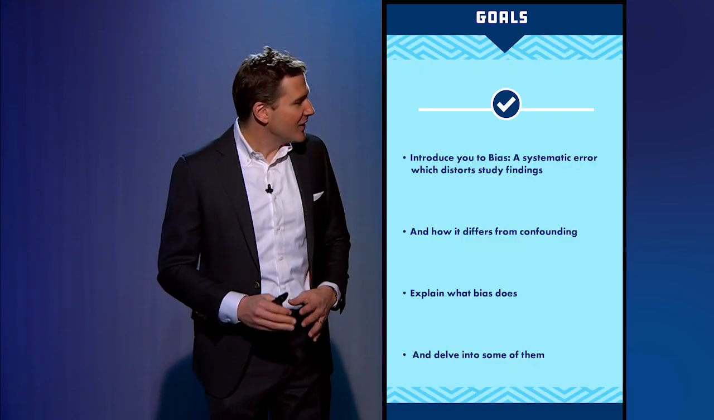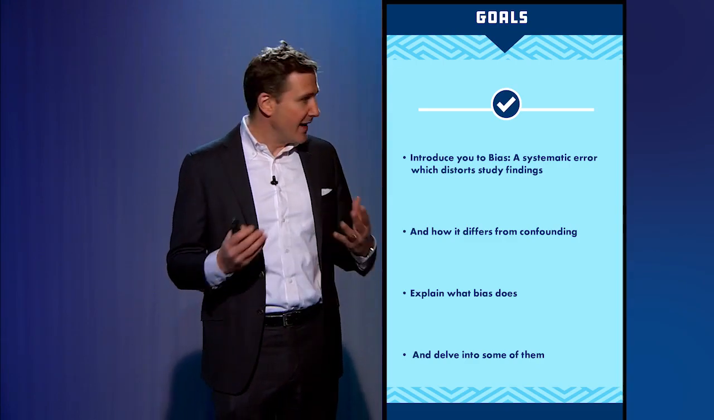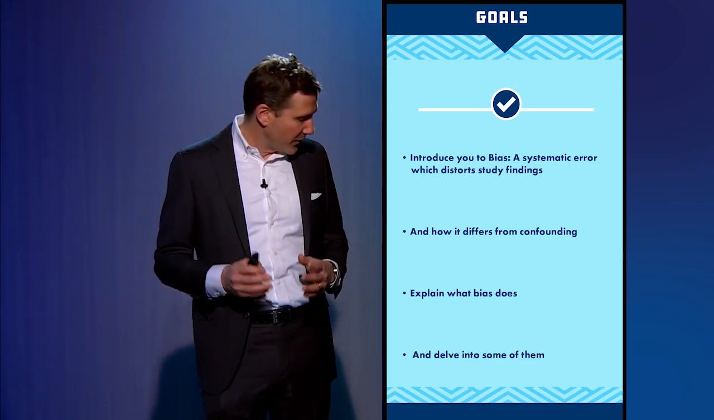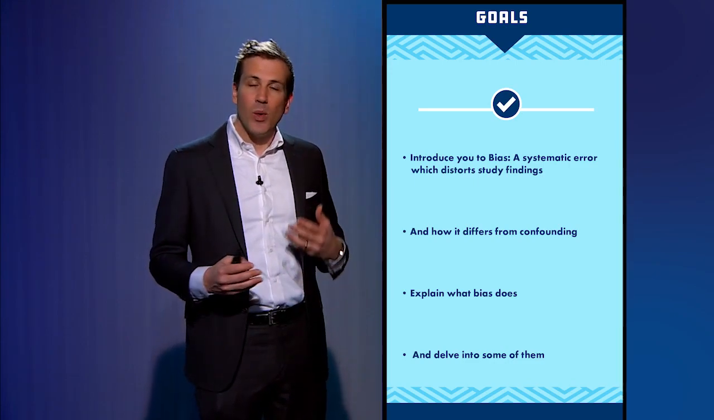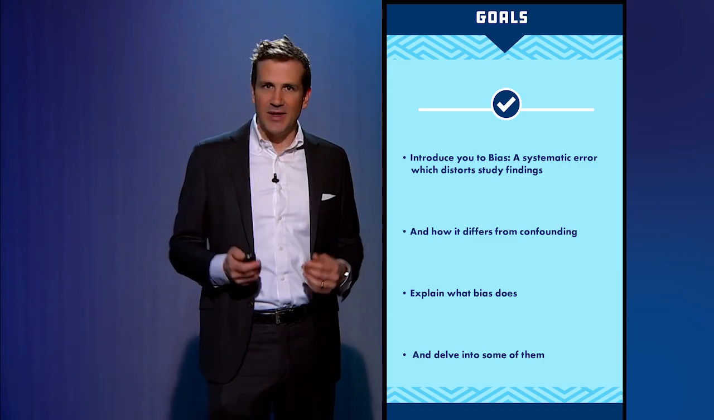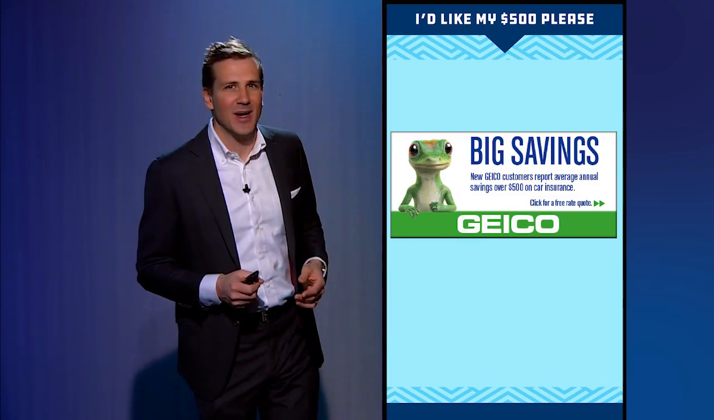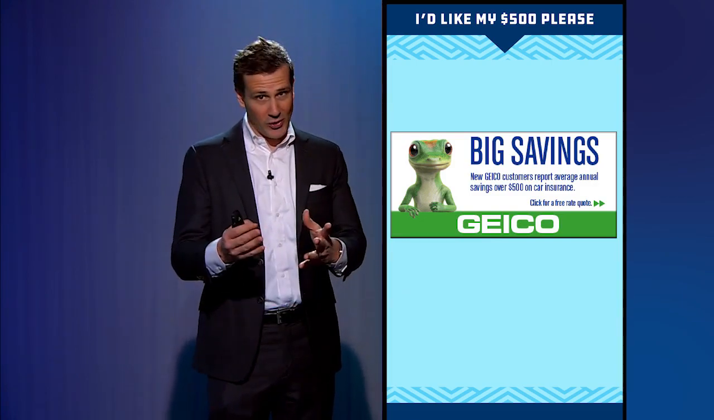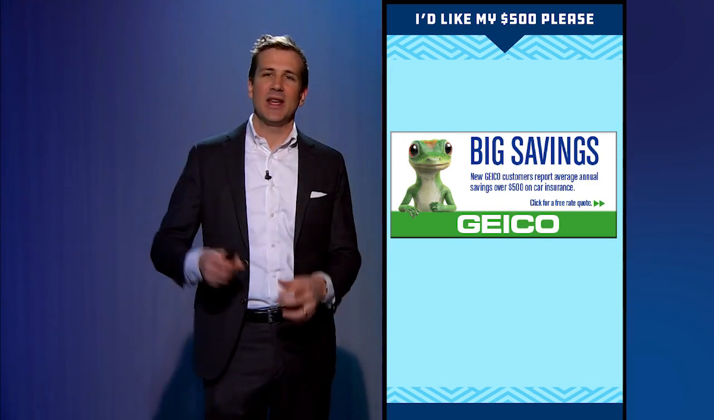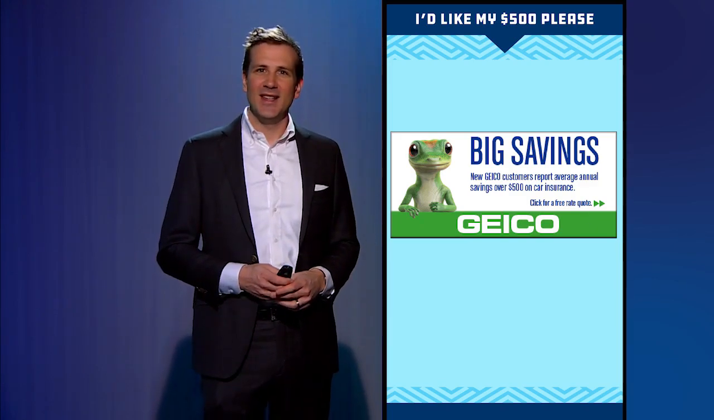But briefly, let's just give you a sense of this idea of bias in general. I'm going to introduce you to bias, a systematic error which distorts study findings, and how it differs from confounding. We'll explain what bias does to the interpretation of results of a study, and we are going to give you some specific examples. And I'm going to start with one that actually just came across my television the other night. It was a commercial for an automobile insurance company, and they said that the average customer saves $500 by switching to Geico. And I thought, that's pretty neat, you know.